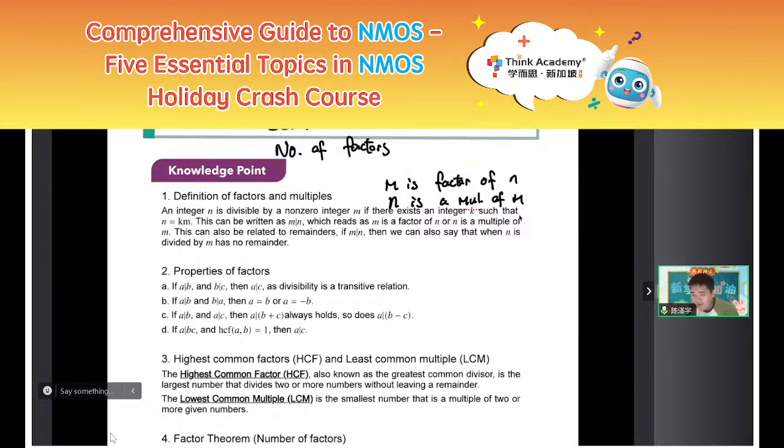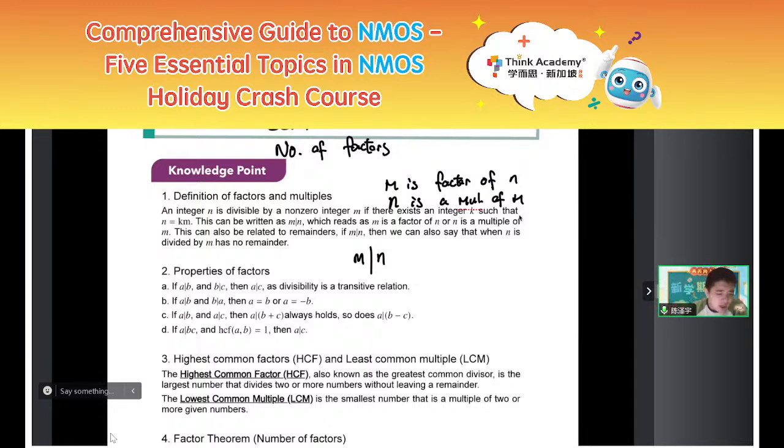Today I'm going to show you a new notation, which is a straight line. If n is a factor of m, now we can write it as n | m. This is read as n is a factor of m, or otherwise we can say m is a multiple of n. Now there are some important properties of factors.